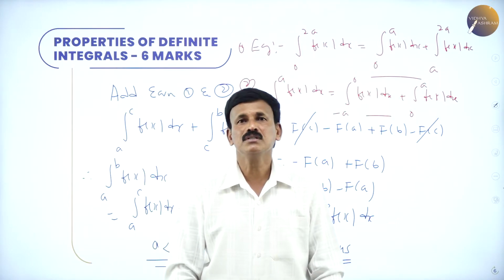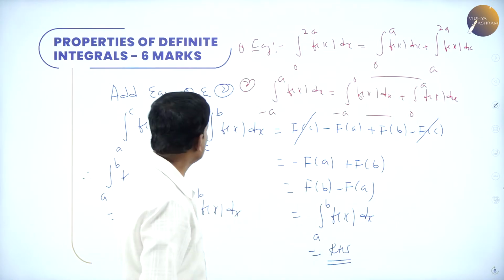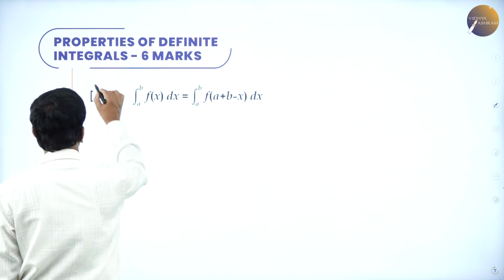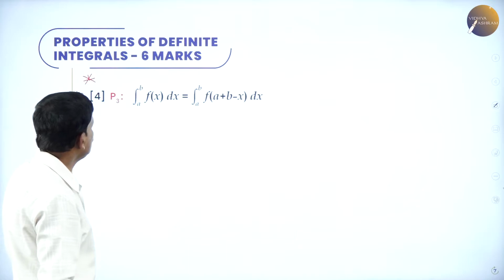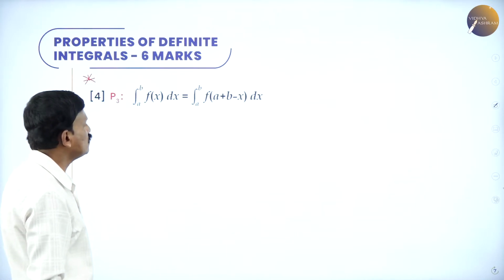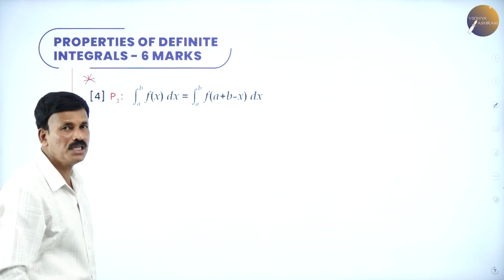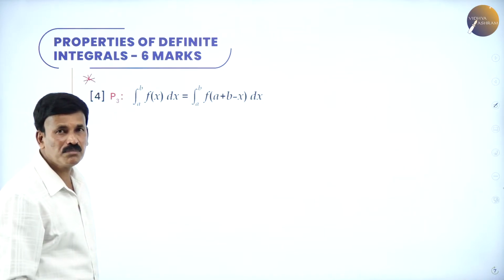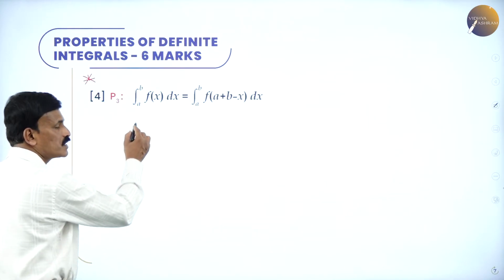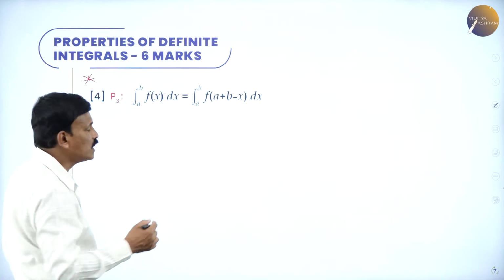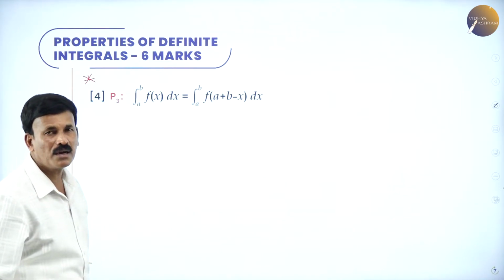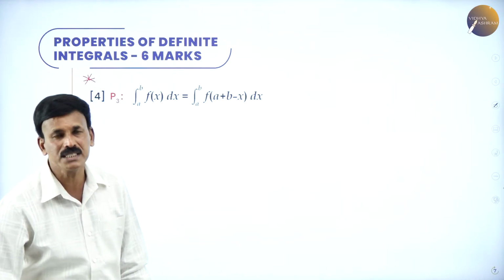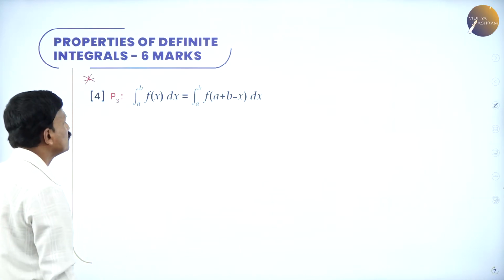Let us come to the next property. What is the next property? This is also a very important property. Property number 4, P3: the integral from a to b of f of x dx is always equal to the integral from a to b of f of a plus b minus x dx. That is, the sum of the upper and lower limits, a plus b, minus x. Very important property.